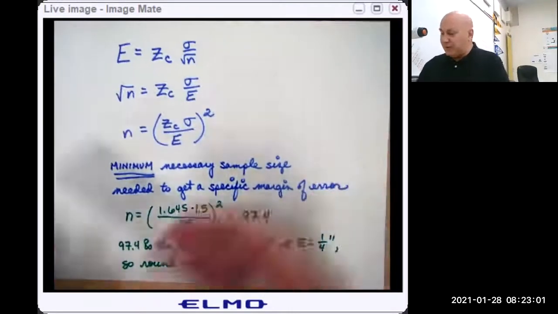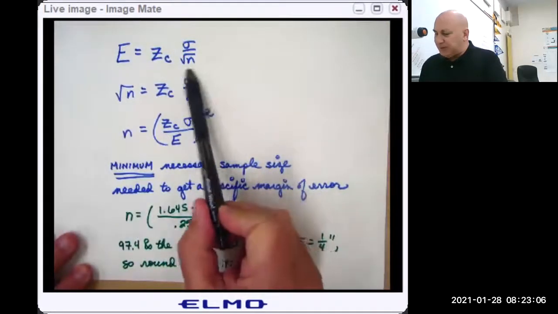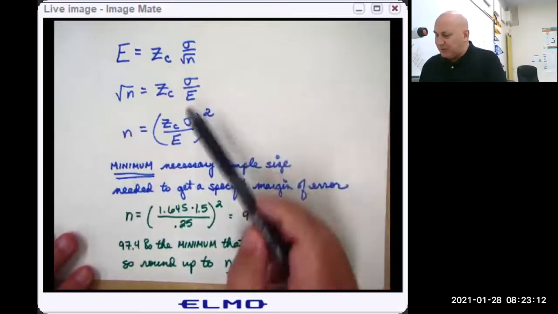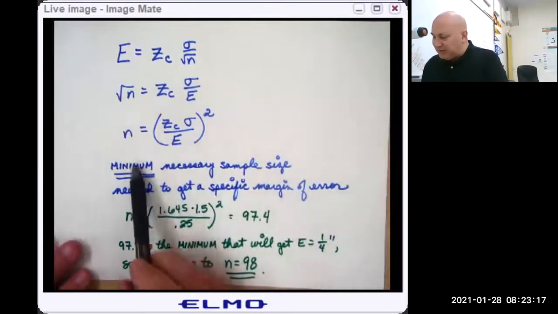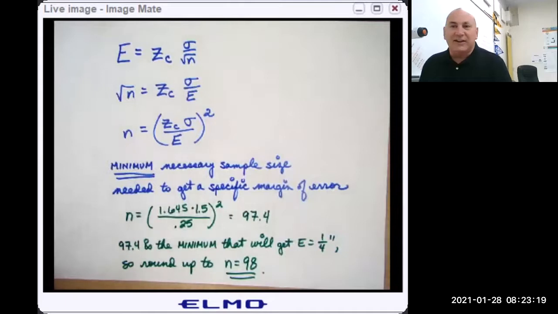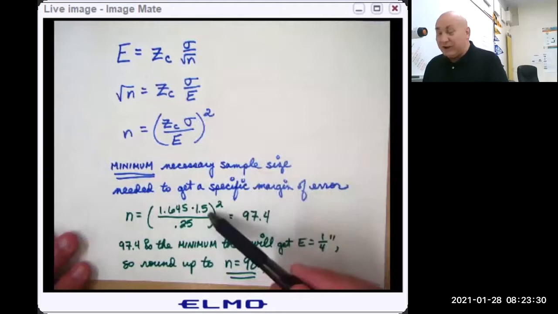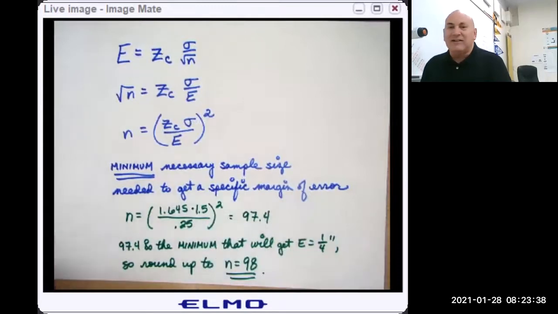Well, here's your formula for margin of error, and I'm going to solve for n. So I'm going to multiply both sides by root n, divide both sides by big E, and then I'm going to square both sides. So n is now the minimum necessary sample size to get a specific margin of error. So if I wanted still a 90% confidence interval, I have 1.645. Sigma, we know, and 1/4 of an inch was our margin of error. We square it, get 97.4.